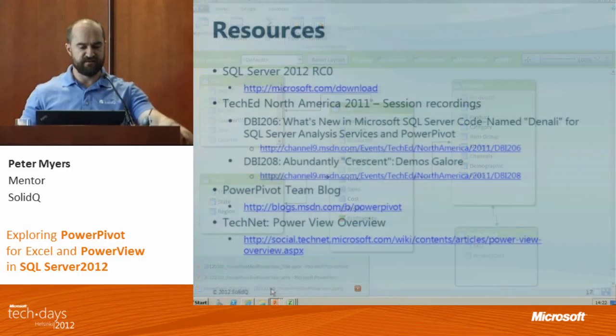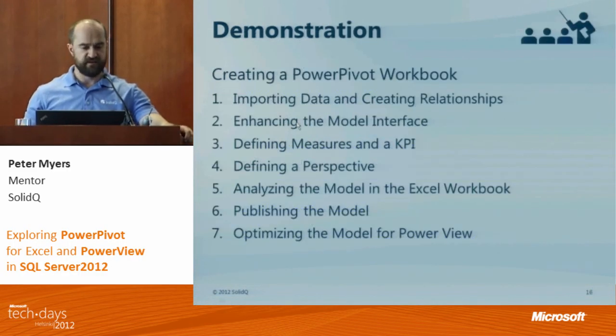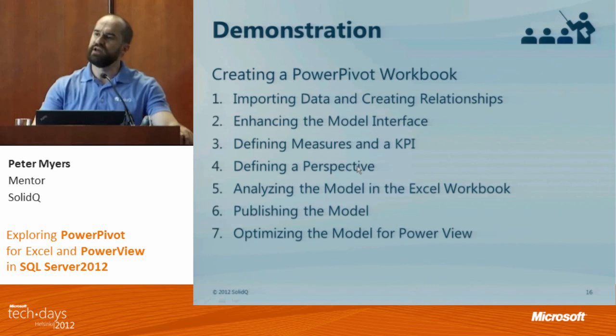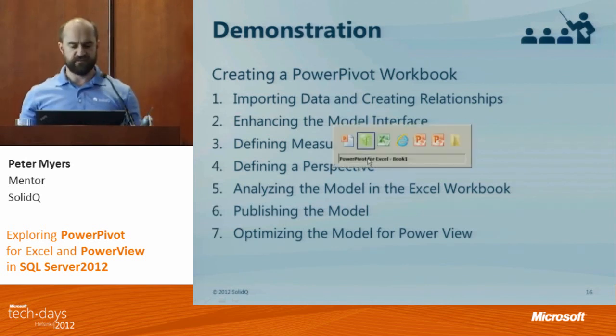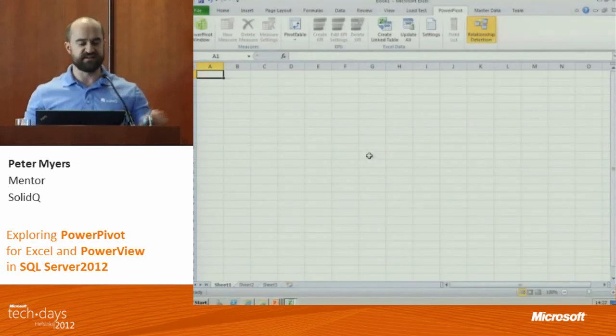So where are we in the sequence? We have imported data and created relationships. We've enhanced the model interface with relationships, hierarchies. We've defined measures and a KPI, and I just showed you how to define a perspective. Well, at this stage you might want to test the model, and perhaps the easiest way to test it is in Excel itself.